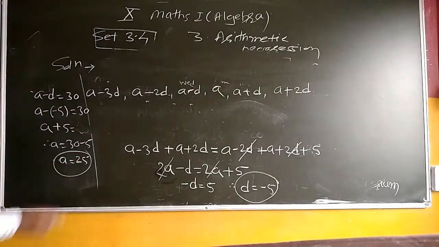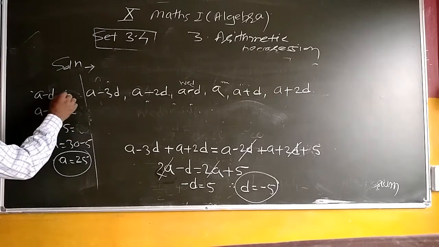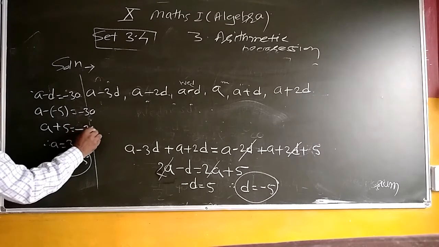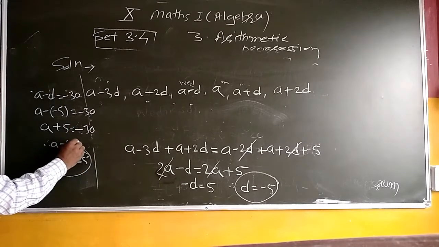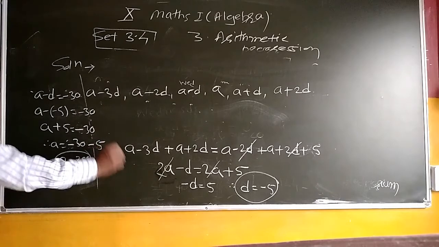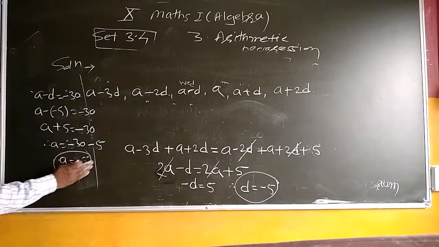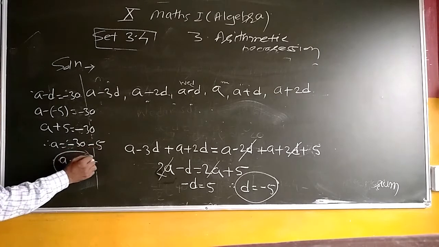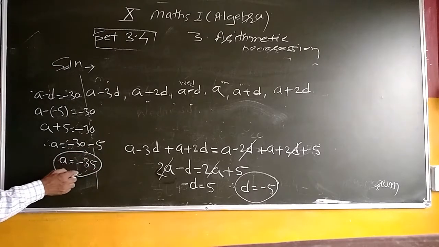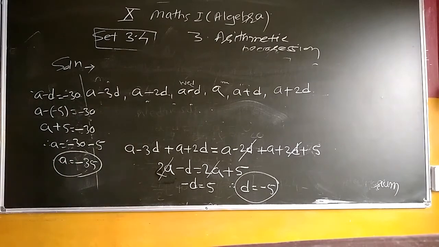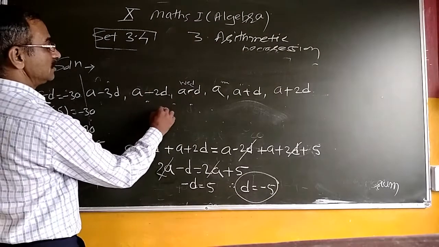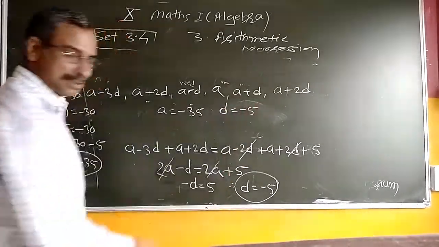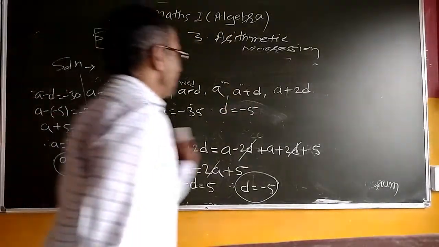This is a minus, this is a minus. We get this value is minus 30. Some little correction. So A's value is equal to what? Minus 35. Minus 30 plus 5, that is addition. So A's value is equal to minus 35. So we get the value of A equal to minus 35 and the value of D equal to minus 5.